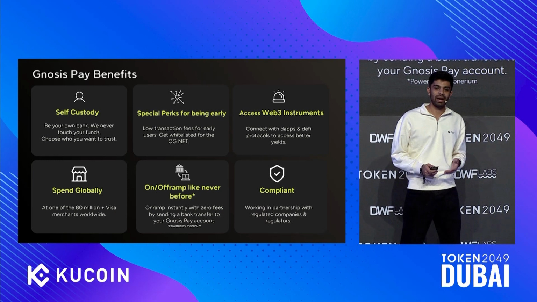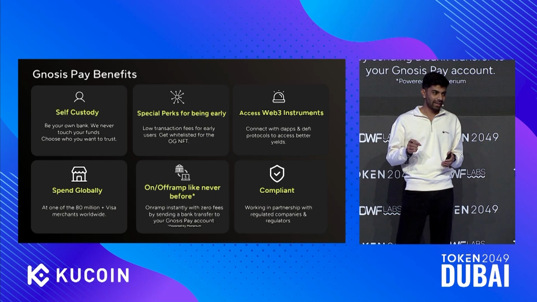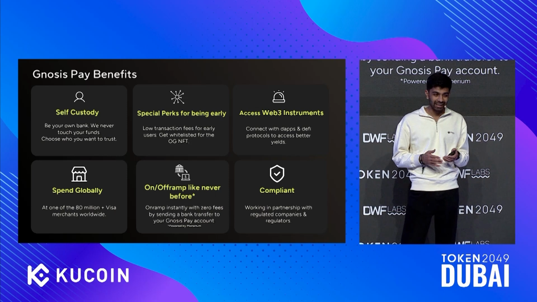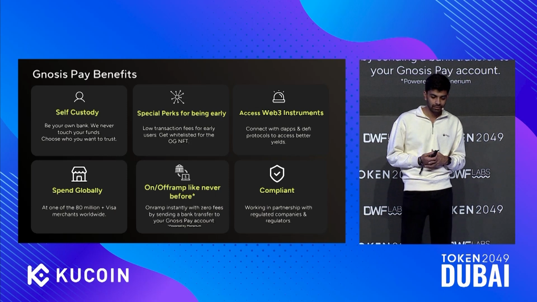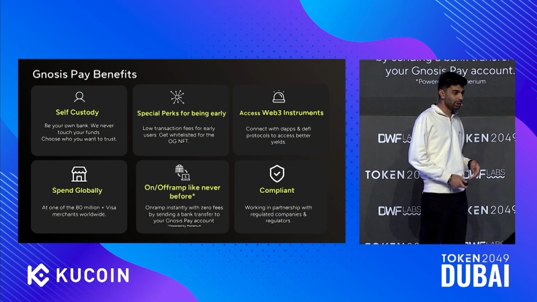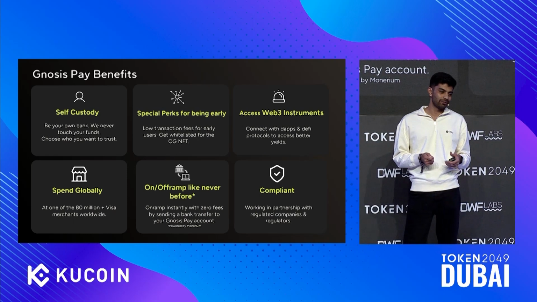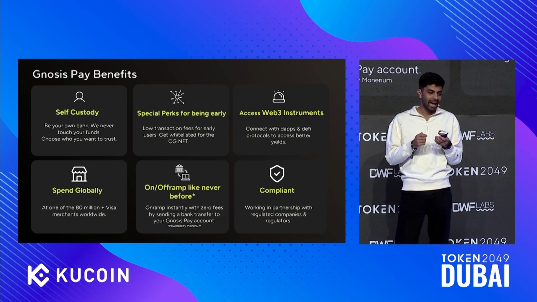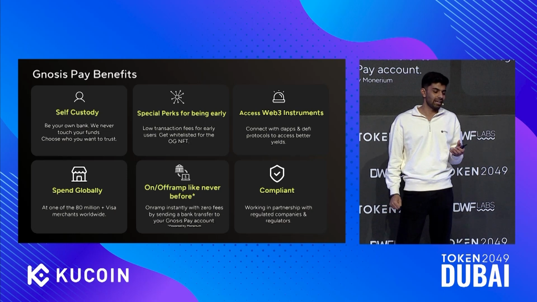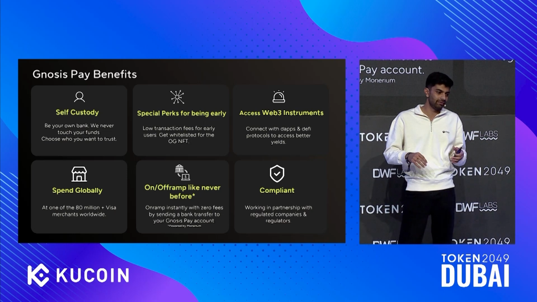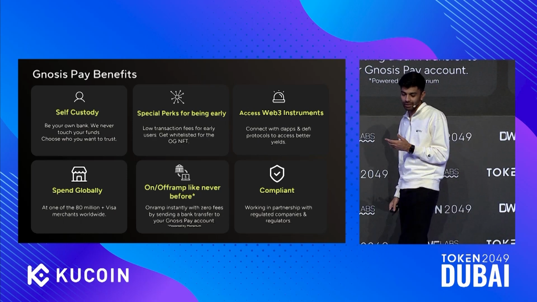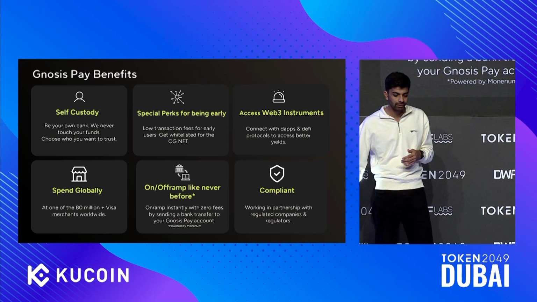You can literally spend with your card, the Gnosis card, anywhere in the world, about 80 million Visa merchants worldwide. And you can on-ramp and off-ramp in an instant. What that means is you can send a bank transfer from your regular neobank, and poof, in a matter of seconds, you'll have the money on-chain without any fees. This is through a partner called Monerium.